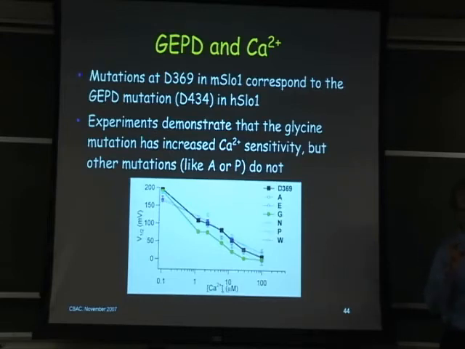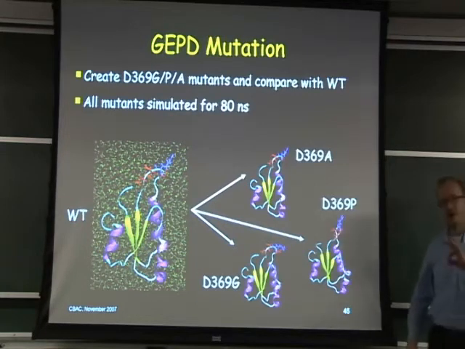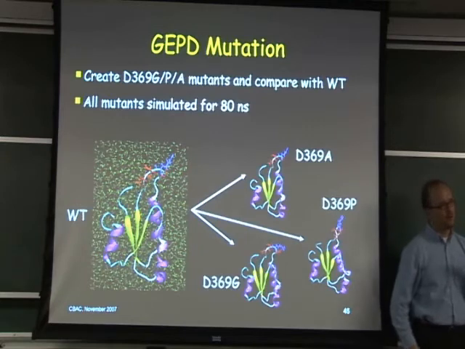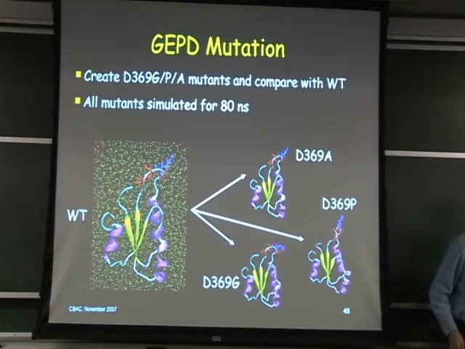So now to test this, we created 4 separate models. We have the wild type MthK, which we've already simulated. And now we create mutants: 2 control mutants, an alanine and a proline mutation at the same point in the DRDD loop. And then we create the GPD mutation, this glycine mutation. We're going to simulate all 4 of these channels for about 80 nanoseconds, and compare their dynamics with the RMSF analysis that we did before.